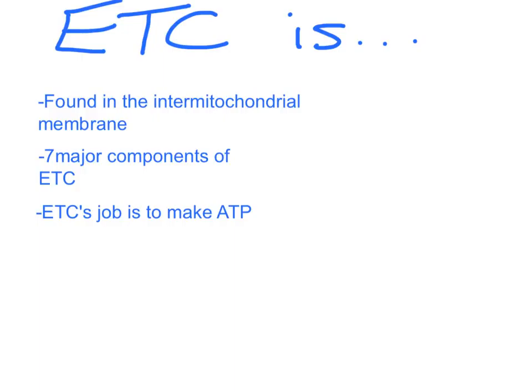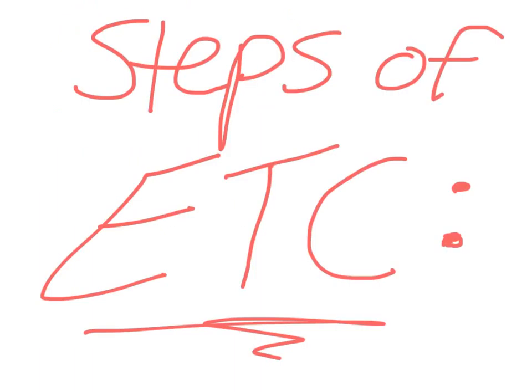The ETC is found in the inner mitochondrial membrane, and there are 7 major components of the ETC. The ETC's job is to make ATP. The steps of the ETC are: the first step in the electron transport chain is when the proteins in the ETC are set up in order of increasing electronegativity. So the first component is the weak electron acceptor, and the last component is the strong electron acceptor.